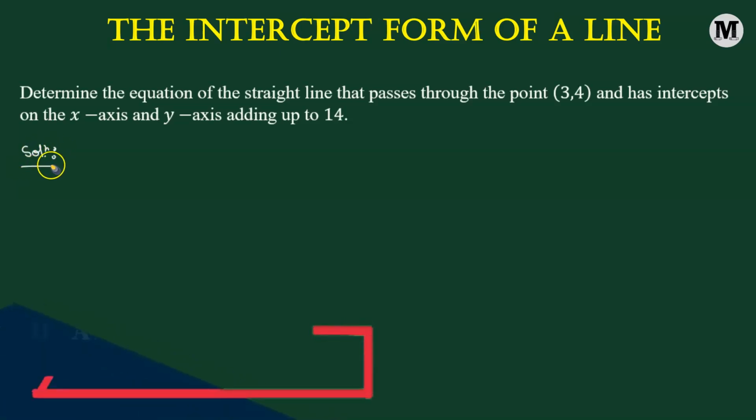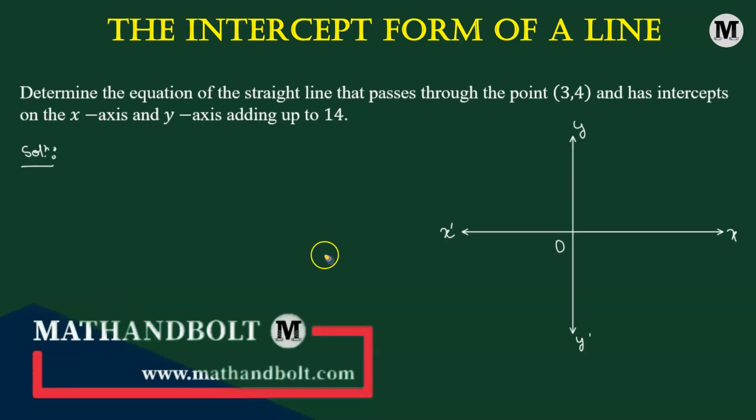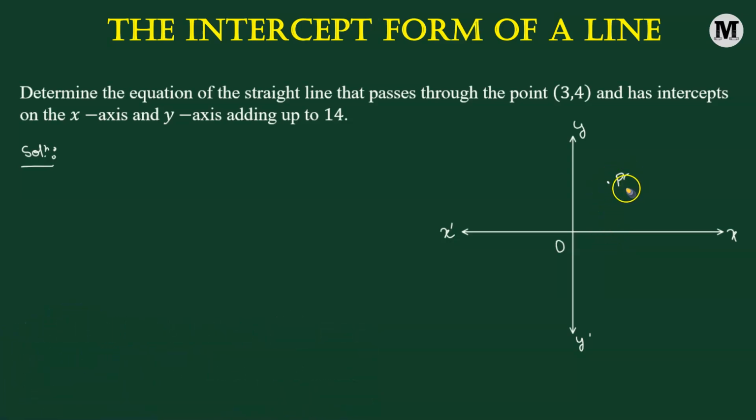For this, let us consider the xy coordinate plane. We begin by plotting the point (3, 4). Let us consider that this is the point P with the coordinates (3, 4). Now we're going to construct a line that passes through this point P. Clearly, line L1 intersects the x-axis at the point A and the y-axis at the point B.